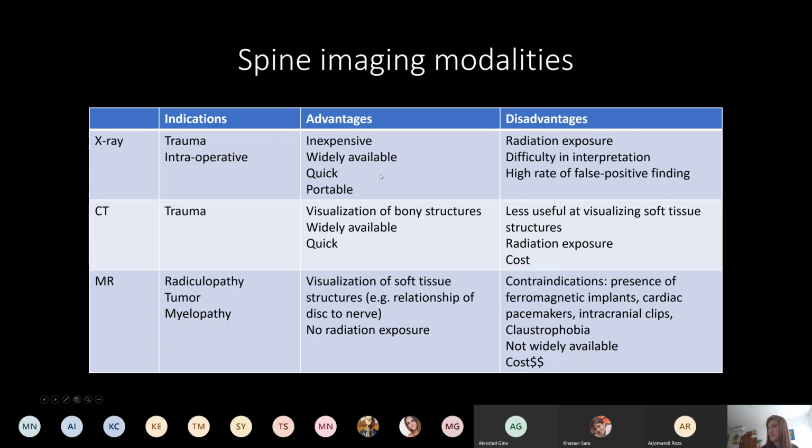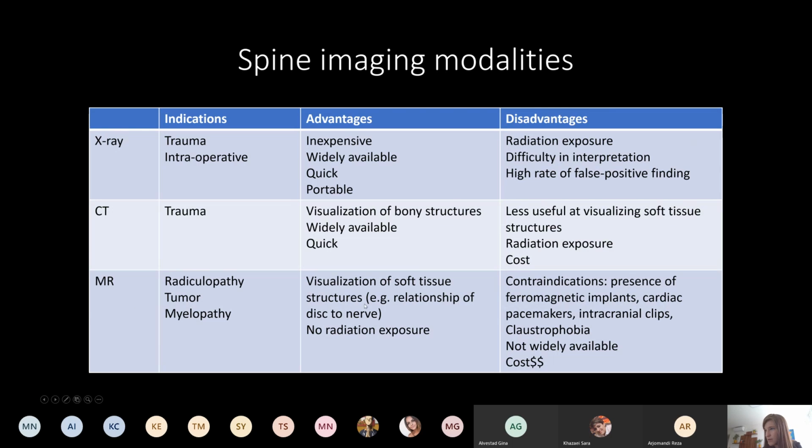The advantage of X-ray is that it's inexpensive, widely available, quick and portable, and CT is also quick and widely available. It's really good for bony structures. The problem with X-ray is that it's difficult to interpret because it's one plane and everything gets overlaid on each other, and it's hard to see sometimes what's going on. There's radiation exposure with X-ray and CT as well. CT is more expensive, but better than X-ray to see what's going on, but it's not really good for soft tissue. For soft tissue, MRI is the best.